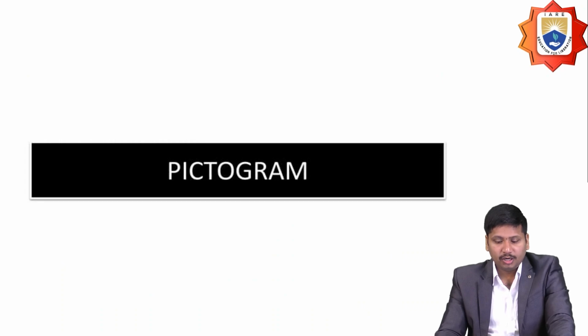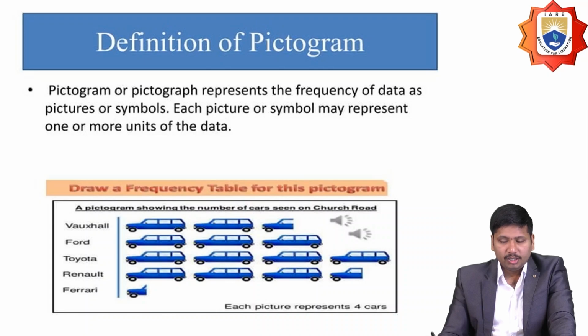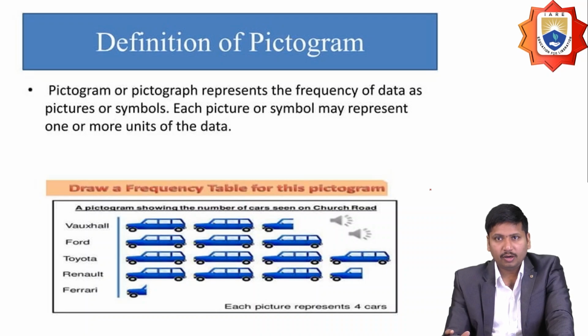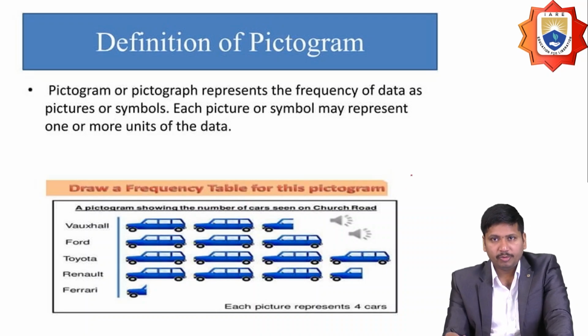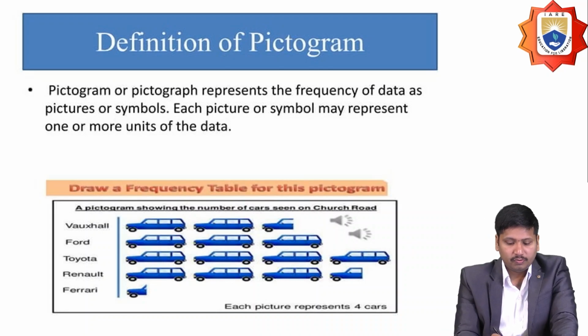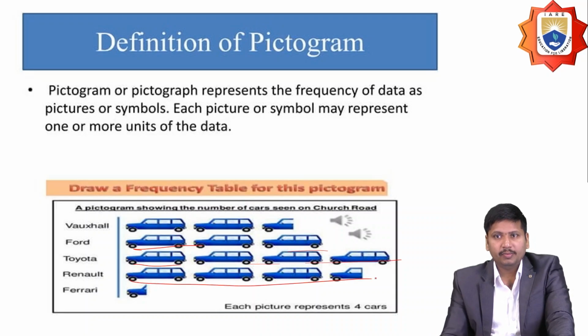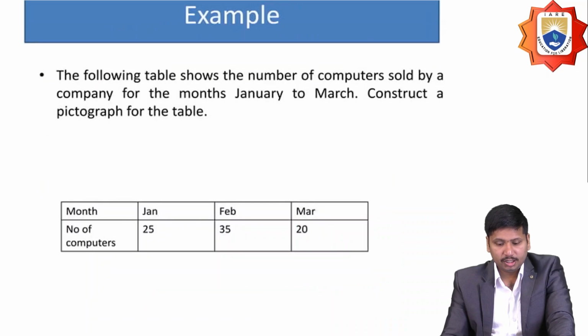And the next thing is the pictograph. A pictograph is nothing but a representation of the frequency of the data as pictures or symbols, and each picture or symbol represents one or more units of the data. So instead of representing the values, I represent them directly. If I want to show the number of cars sold by different companies, then instead of representing these values, I can represent the picture of the car itself. So Ford, how many cars are sold, and Toyota, how many cars are sold, and Renault, how many cars are sold. Like this, I can represent.